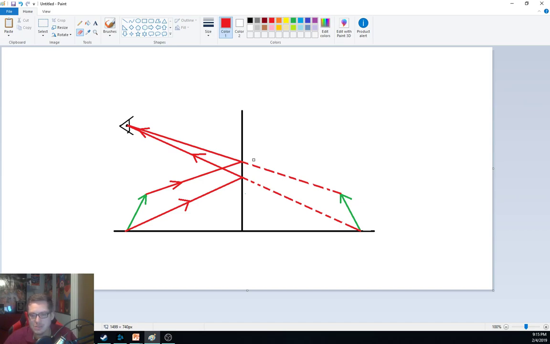So anyway, practice making some ray diagrams. Okay, it can be kind of tricky to figure out how to do it on your own, but just do those steps one at a time.